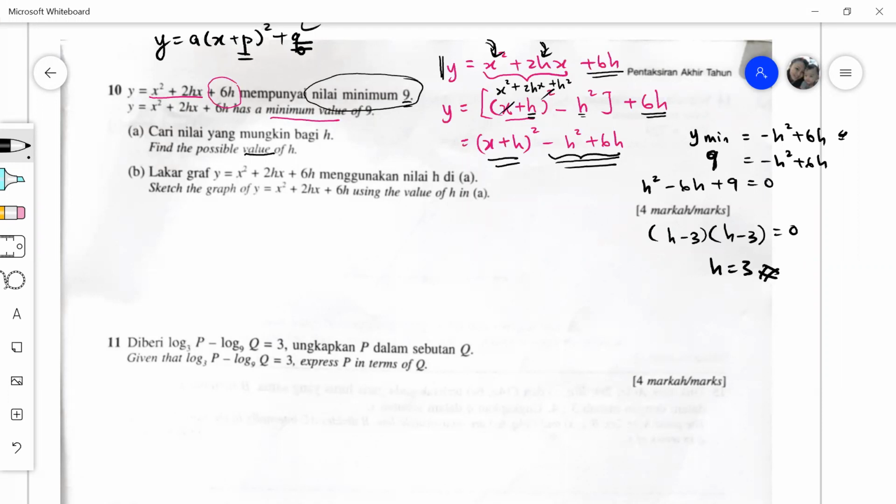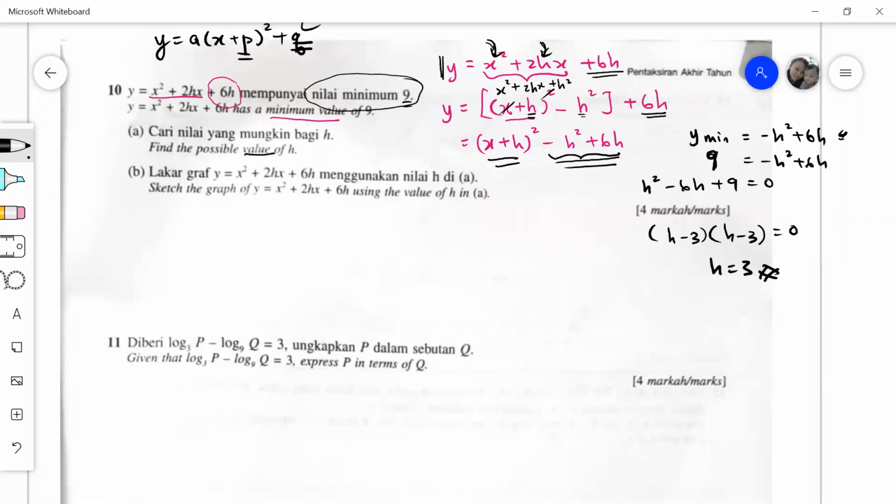Again, understand? A lot of students don't see this. Minimum value is always the y value. When we say minimum value, it always refers to y, unless they say finding the corresponding x value. That means the x coordinate.